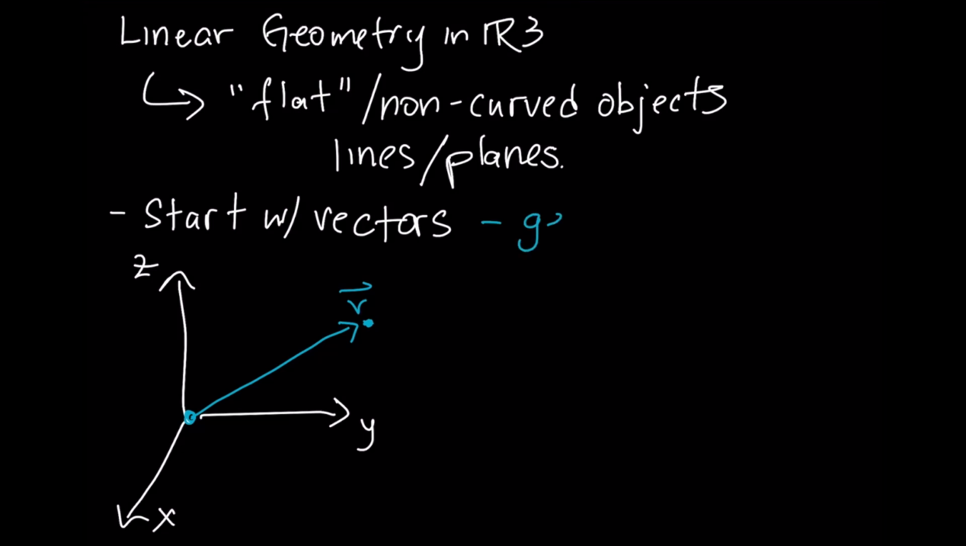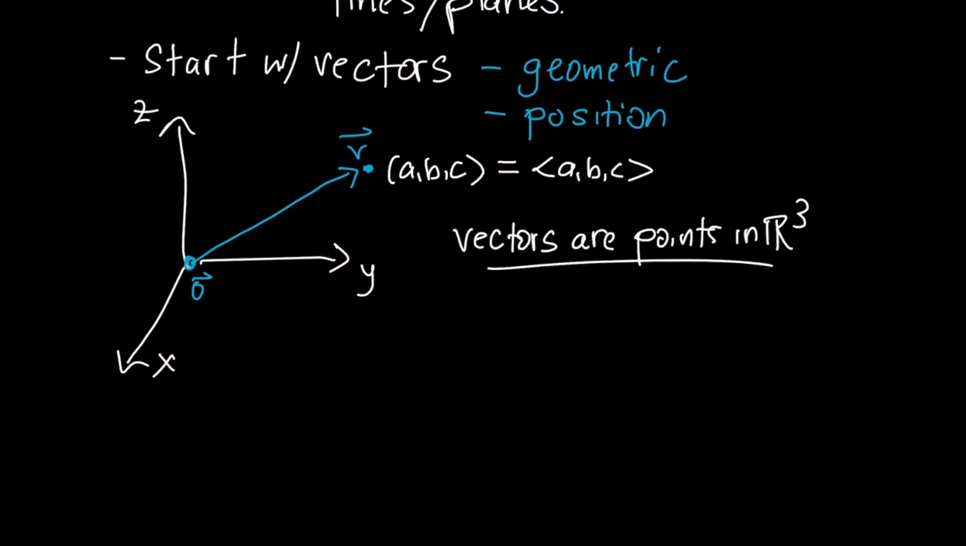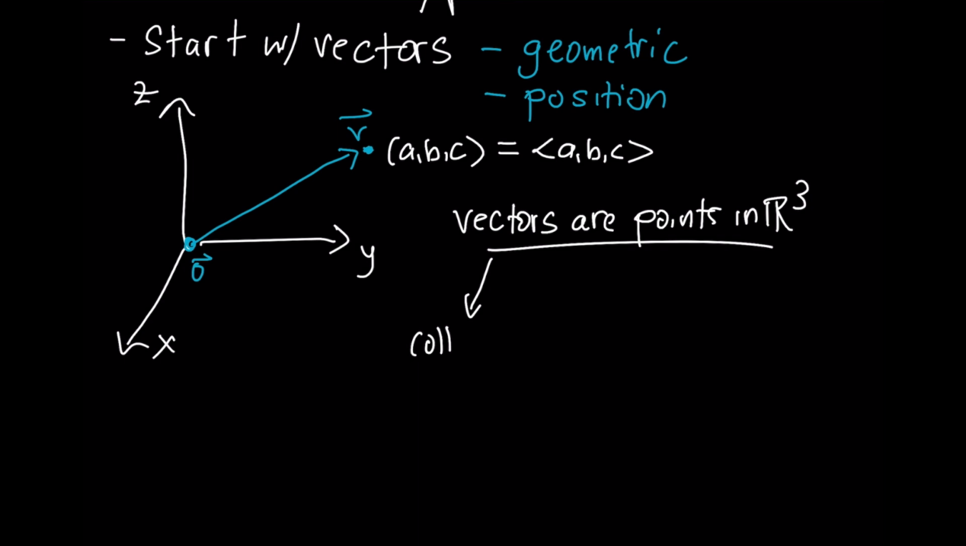To begin with, we study vectors from a geometric point of view. If we talk about a position vector, we are taking the one special case where we put the tail of the vector at the origin. That tip of the vector ends up at some location A, B, C, and the coordinates of the point are exactly the same as the components of the vector. That allows us to make the following interpretation. Vectors are points in R3.